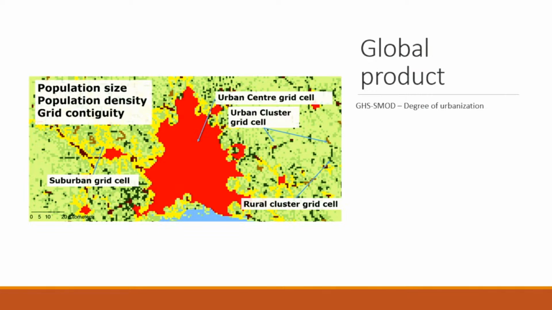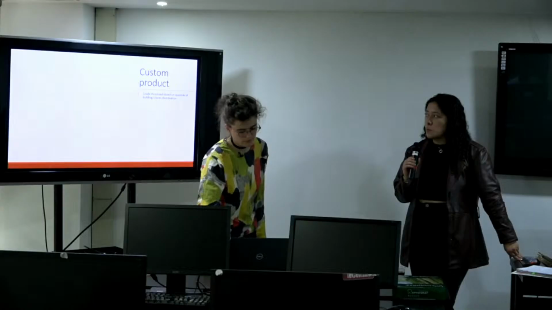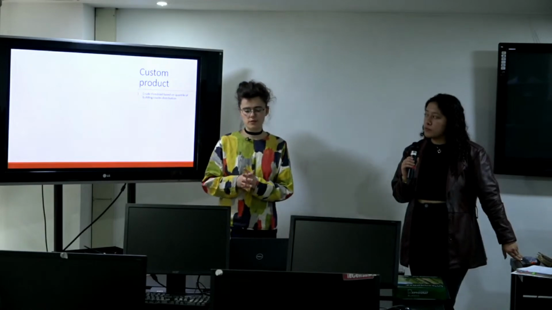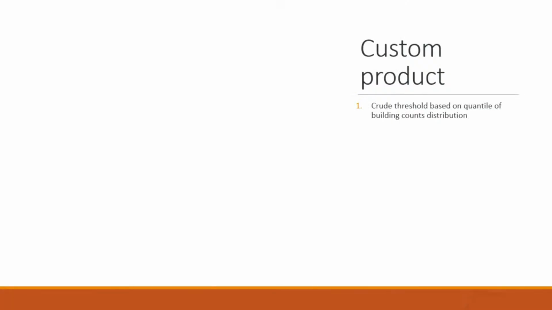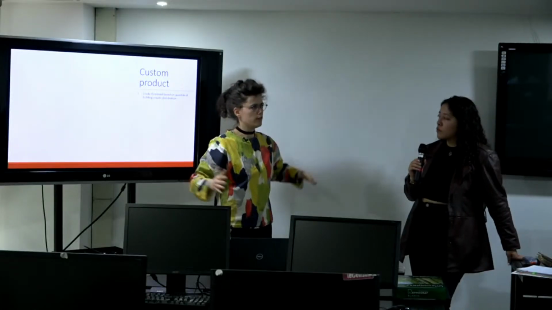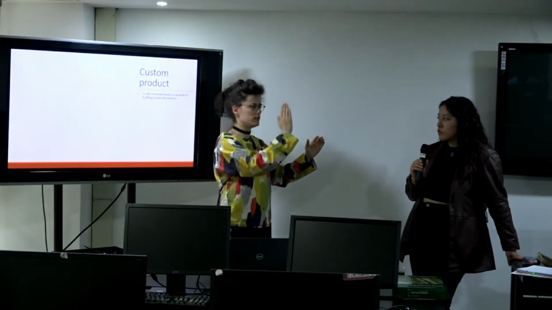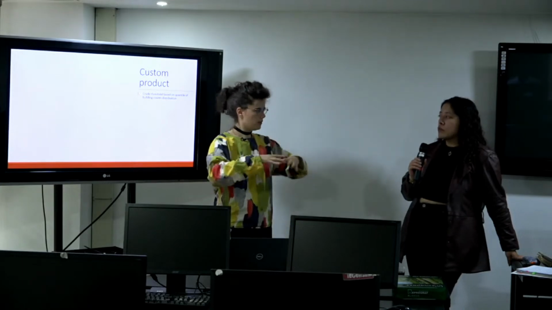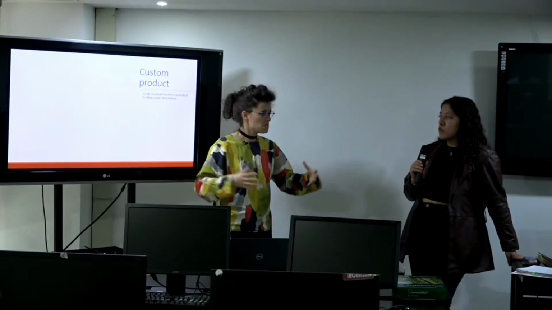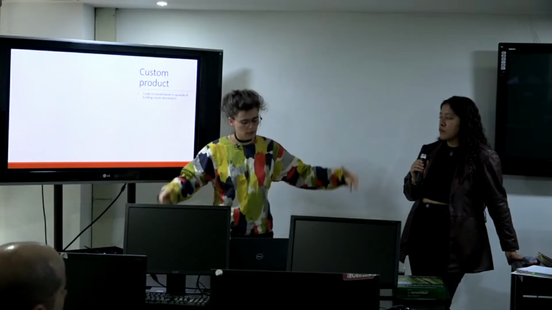Exact. So, how to create custom product. So, the first one that actually Christopher Josham presented in his work was used. It's just like a threshold based on the quantile distribution of the number of buildings per area. So you look at the distribution of the buildings across the country, and you do quantiles based on that. And so that's a classification based on the quantity that you can see in the country.